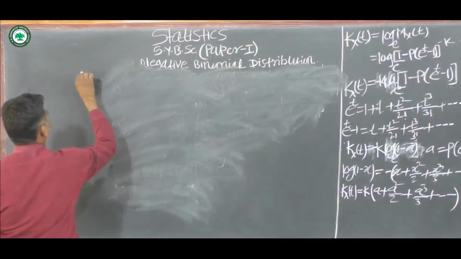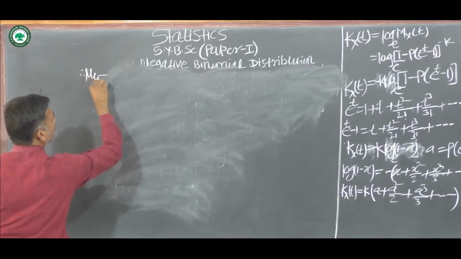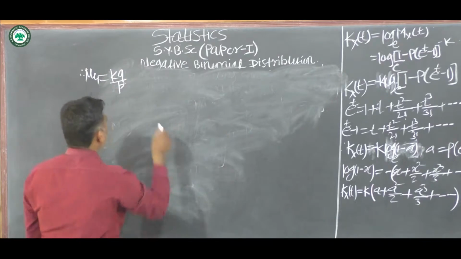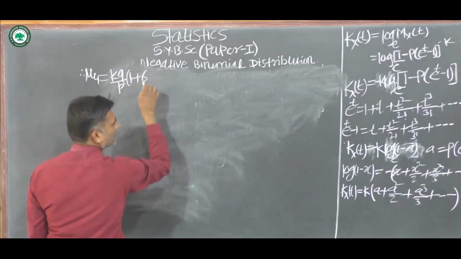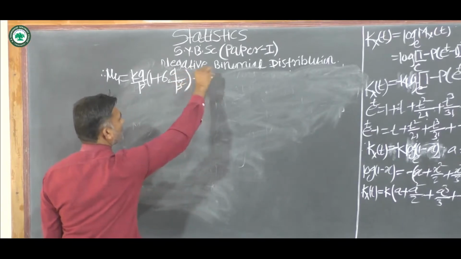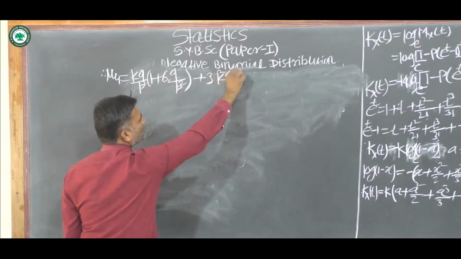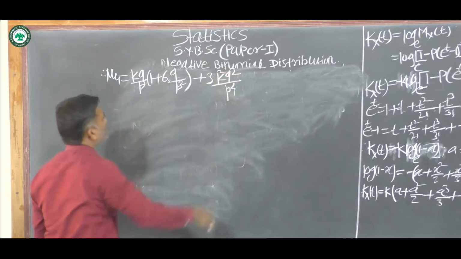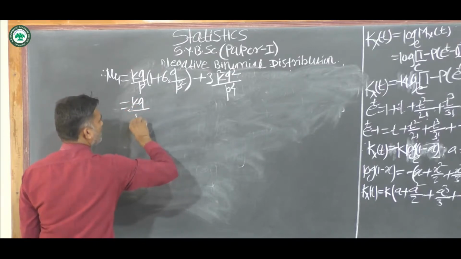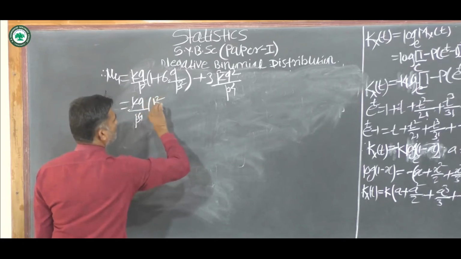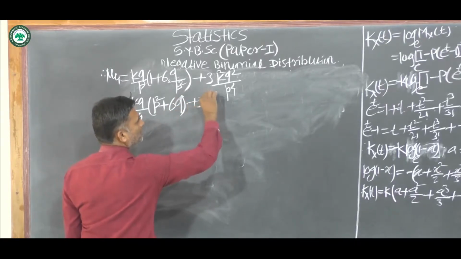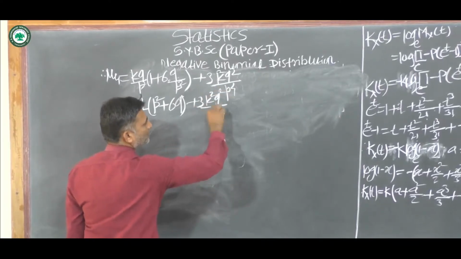Okay, therefore mu4 is equal to kq upon p square into bracket 1 plus 6 into pq, that is q upon p square, plus 3 into k square into q square upon p raised to 4, again which is equal to kq upon p raised to 4 into bracket p square plus 6 into q plus 3 into k square into q square upon p raised to 4.